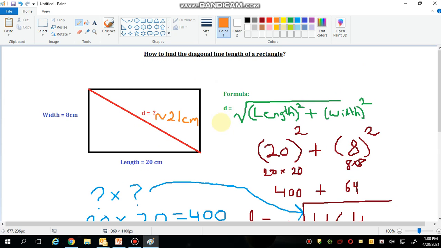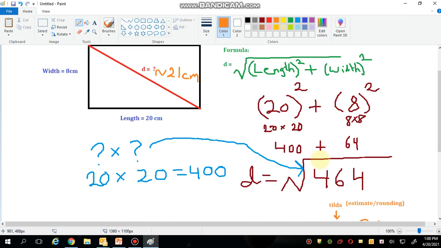Anyways, this is how you use a formula to find the diagonal line length of a rectangle. The square root, length squared plus width squared. Plug in the numbers, find the total number, and then take a square root of that by guessing and estimating. And that's how you do this.